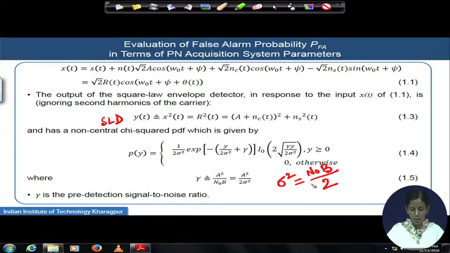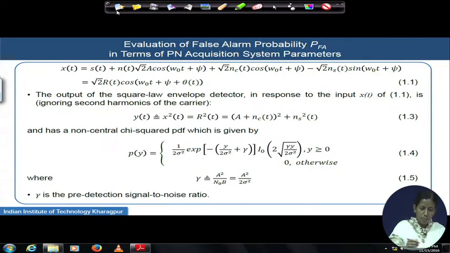Okay. So, N0 by 2 is the two sided power spectral density of the noise, and B was the bandwidth of the band pass filter residing just before your square law detector, and we have just replaced it here, and this is the total expression in terms of the noise variance and the incoming signal we are getting. So, this expression is valid when signal is present.